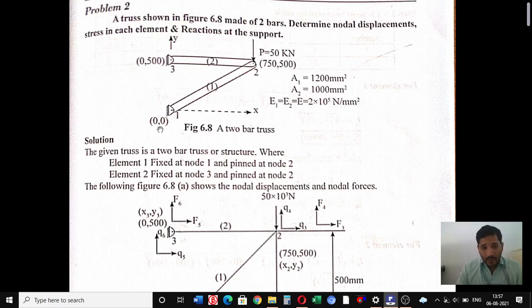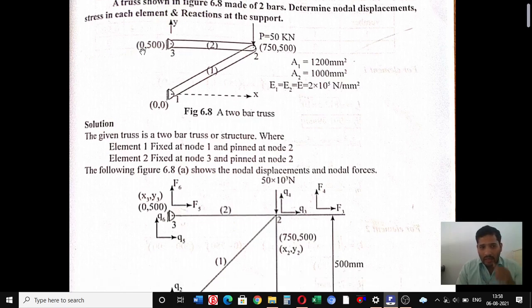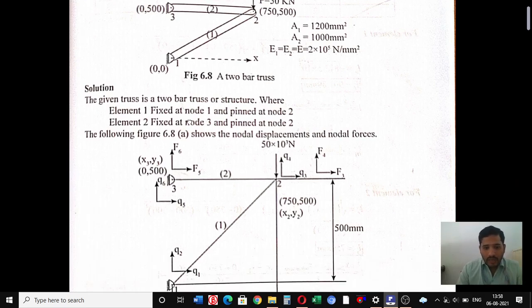Let us see in this figure, the origin point is given as 0, 0. So this indicates the x1, y1 values: x1 is 0, y1 is also 0, because it is the fixed end. Clear here? Then come to node 2. Here the x distance from the first node up to the second node is 750, and the vertical distance is 500. Clear? And from 2 to 3, the x value is 0, it is rigidly fixed, and the vertical direction is 500. Clear here?